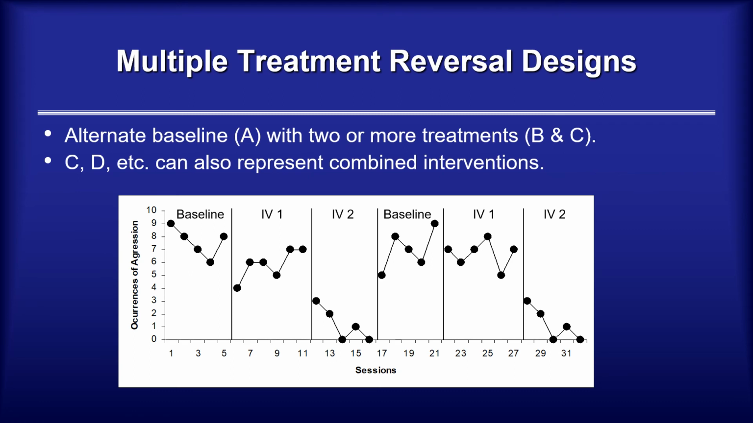Another slight variation on the generic reversal design is the multiple treatment reversal design. In this case, you alternate between baseline A with 2 or more treatments, B and C. C, D, etc. can again also represent combined interventions. What can you conclude about these data? Is independent variable 1 functionally related to the dependent variable? What about independent variable 2? Which intervention is more effective?